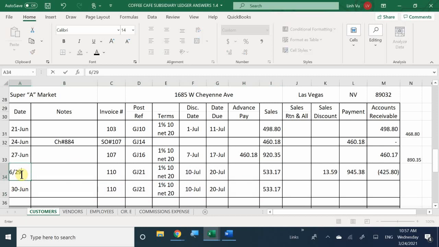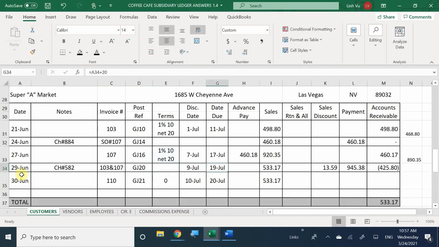So I think we received the payment on the 29th. Check number, was that 582? Invoice number 103 and 107. General Journal, I think this was General Journal 20. No here, no here, no here, no here.